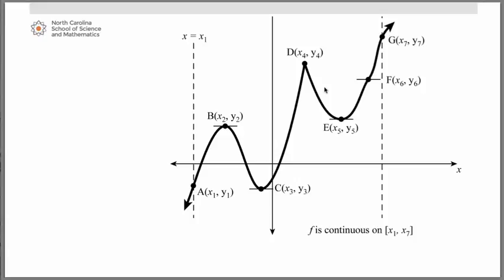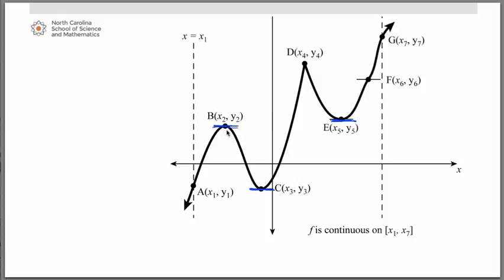Finally, let's consider the locations on the curve at which the tangent has a slope of 0. Now you'll see these are already drawn in for us. There's one here at B, one at C, one at E, and one at F. Notice D does not have one. That is a cusp point. And remember, there is no tangent that can be drawn at a cusp point.